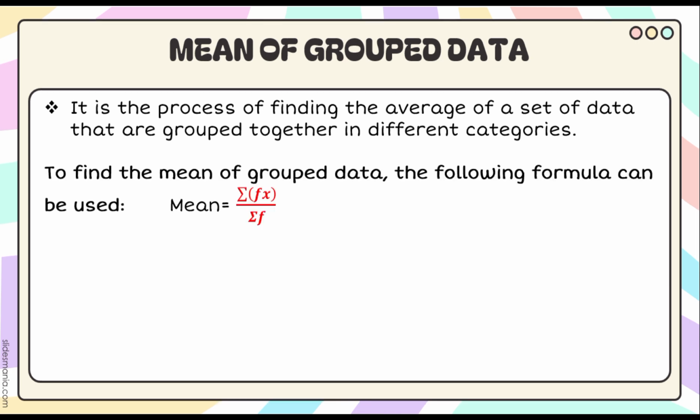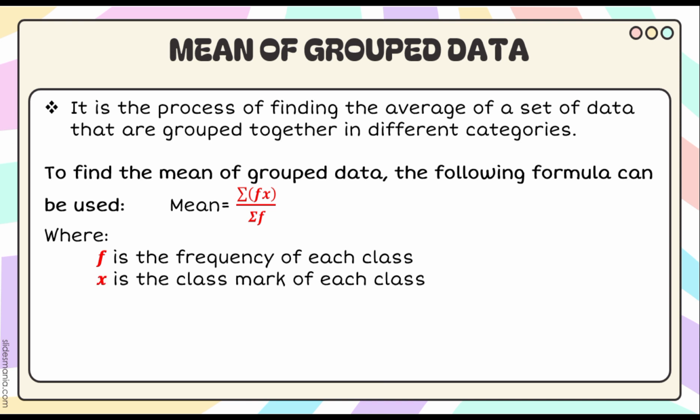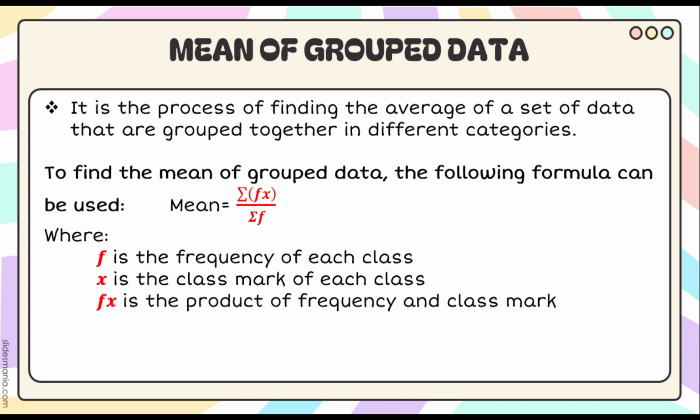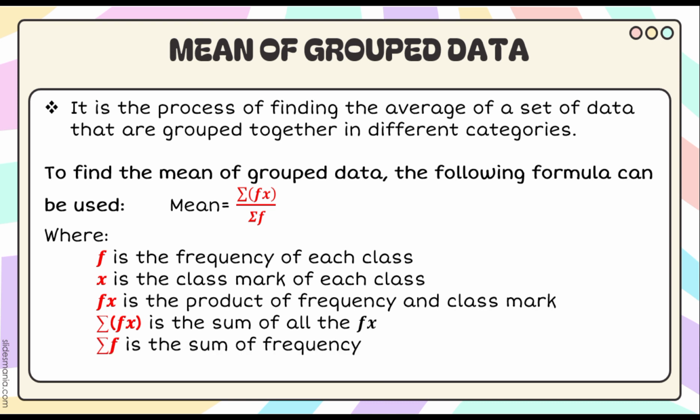To find the mean of grouped data, the following formula can be used. Mean is equal to the summation of f of x divided by the summation of f, where f is the frequency of each class, x is the class mark of each class, f of x is the product of frequency and class mark, and summation of f of x is the sum of all the f of x. And lastly, we have the summation of f, which is the sum of frequency.